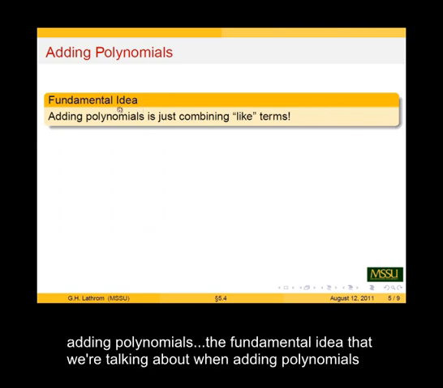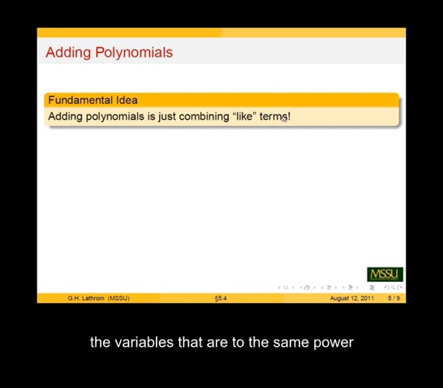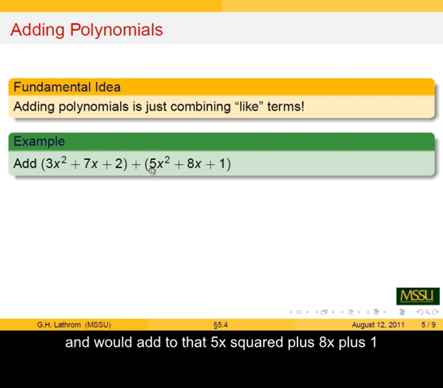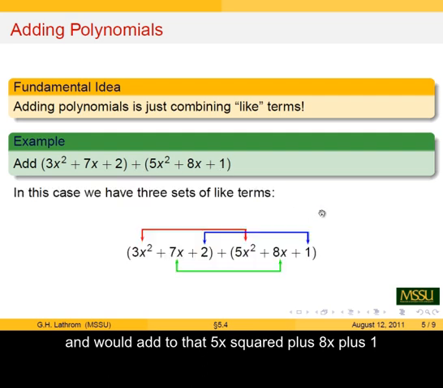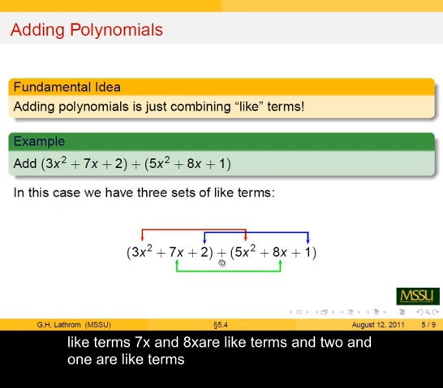Adding polynomials. The fundamental idea when adding polynomials is really nothing more than combining like terms. By like terms, we mean variables that are to the same power. For example, suppose we wanted to add 3x squared plus 7x plus 2, and then add to that 5x squared plus 8x plus 1. In this case, we have three sets of like terms. The 3x squared and the 5x squared are like terms. 7x and 8x are like terms. And 2 and 1 are like terms.